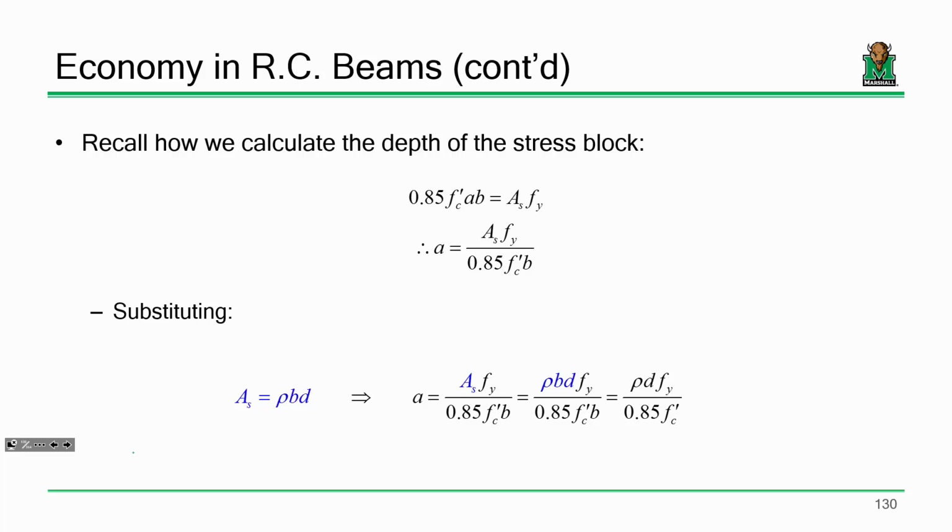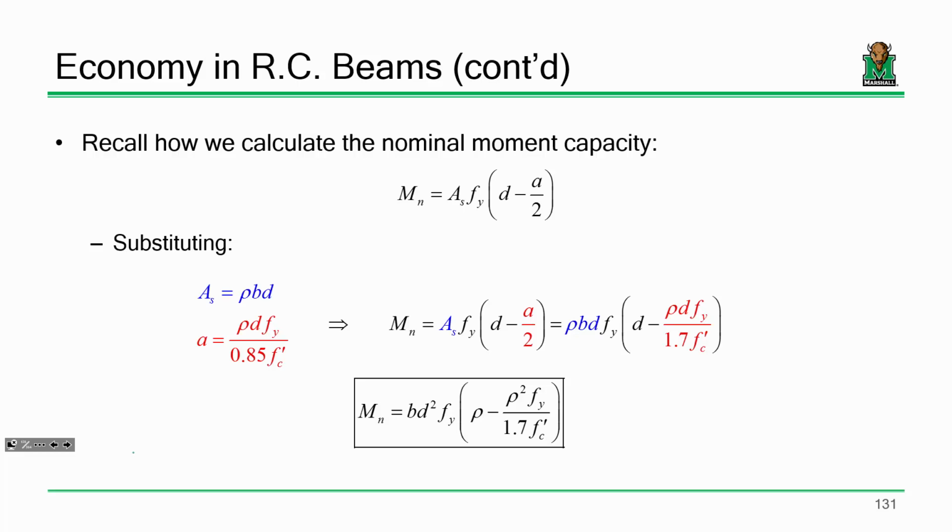Everybody good? All right. Now, how do we calculate moment capacity? It's As fy times (d minus a over 2). Everybody okay with that? So I'm going to do similar substitutions. The area of steel, I'm going to say is rho b d, and my stress block, I'm going to say is this. So As fy (d minus a over 2). The As becomes this fraction, a over 2. See how it's over 0.85? So I get the 1.72 times 0.85. Everybody see that? I'm just substituting it in.